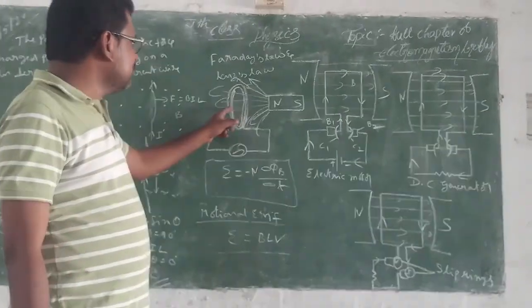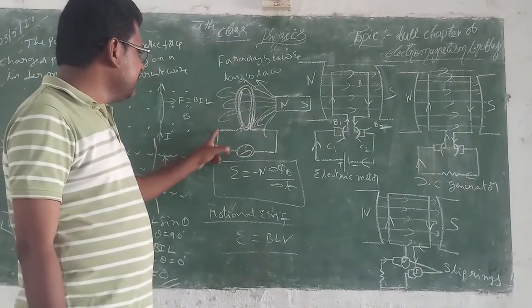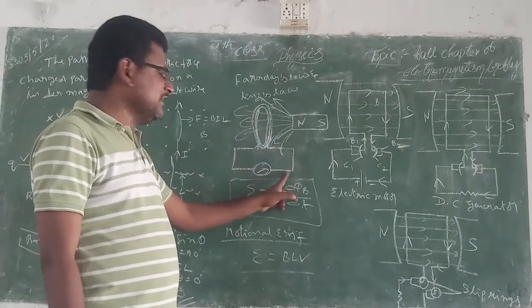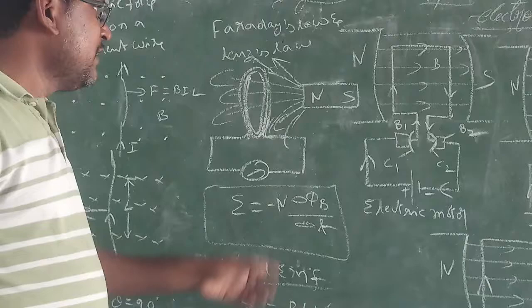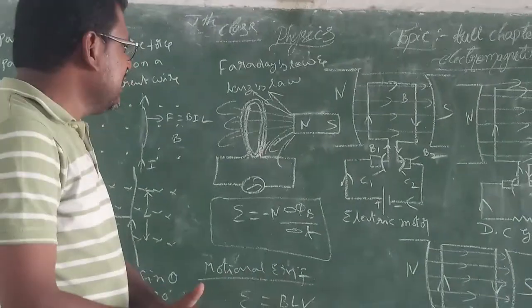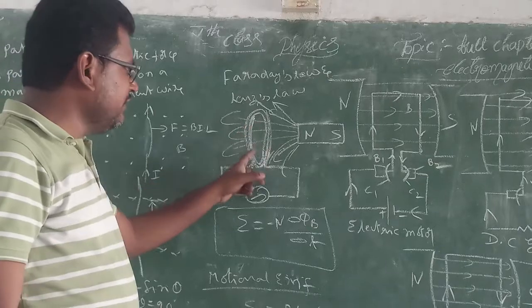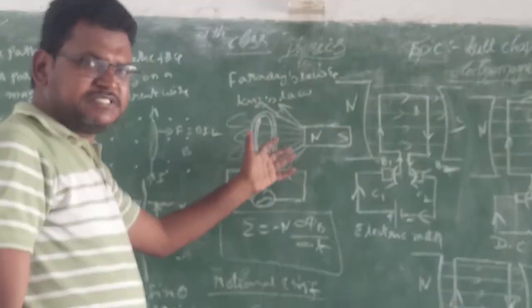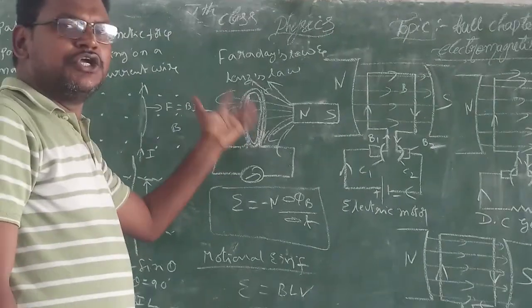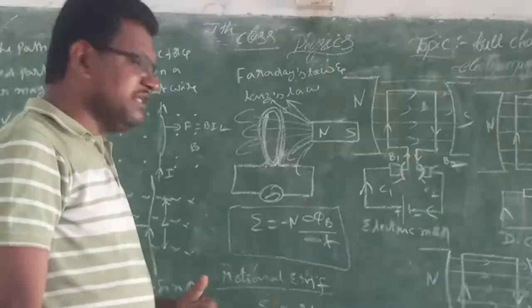Suppose there is a coil. One end of the coil is connected to one end of the galvanometer, and its other end is connected to the other end of the galvanometer. If we move the north pole of a magnet towards the coil, the number of magnetic field lines passing through the coil increases. That means a change in magnetic flux takes place, and that change in magnetic flux induces an EMF and induces a current.